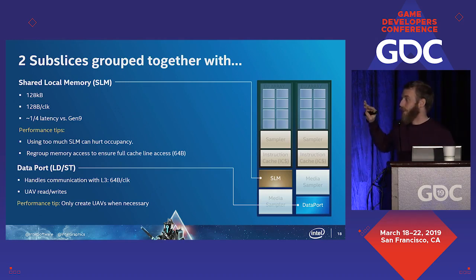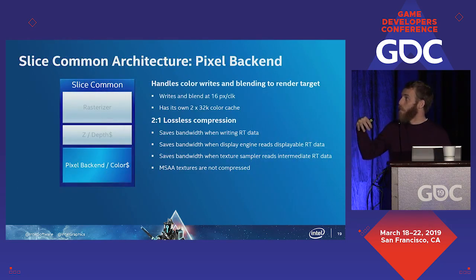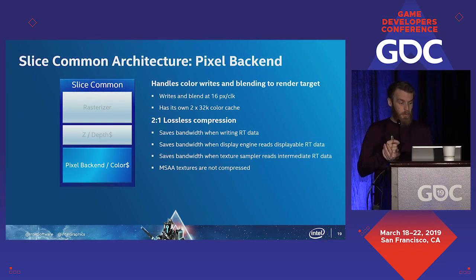So now that we have pixels and we've been computing the final color with the execution unit, getting some texture data, we can write it out, and that is done through the pixel backend. The pixel backend handles color writes and blending to render target. It handles also gamma correction and that kind of thing. Performance-wise, it does both writes and blend at 16 pixels per clock, which is double the throughput that Gen9 has, and it has its own 32K color cache.